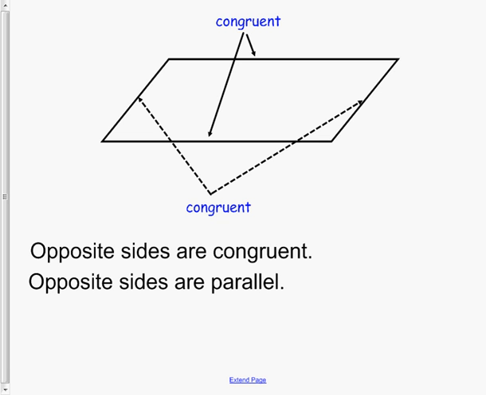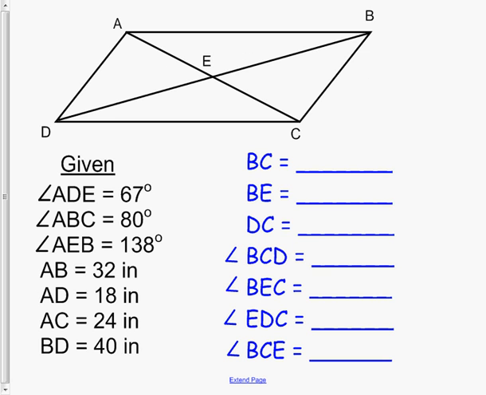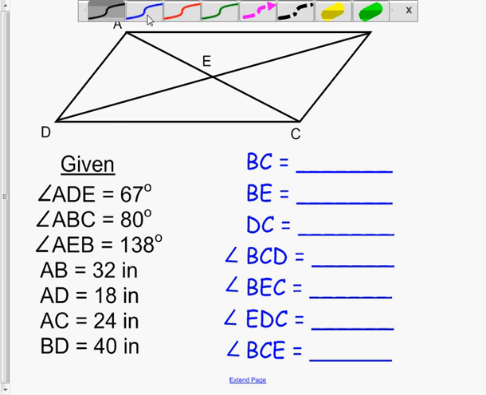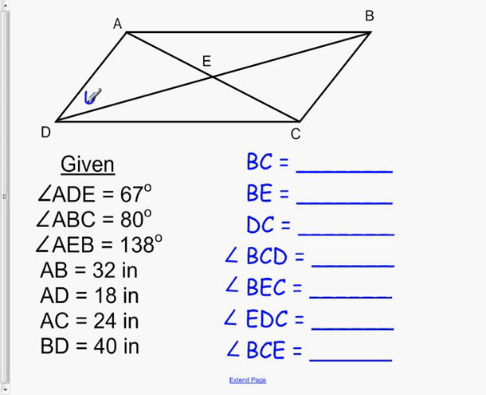Okay, so let's look at one example and apply what we learned in this video. It says given ADE is 67 degrees, ABC is 80 degrees, AEB, and so on. Let's fill this stuff in. I'm going to use blue for the angles. ADE is 67, so I'm just going to write 67 in here. What I encourage you to do is pause the video and do the same thing: copy the shape down and then fill in what we know. ABC is 80, so that means this whole thing here is 80.